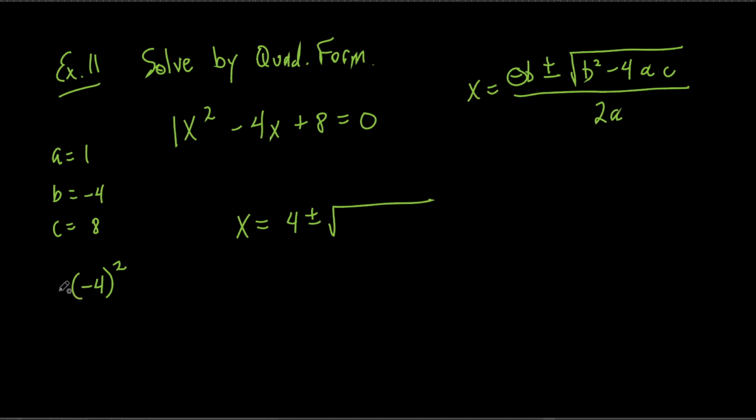Everybody with me? So this is negative 4 times negative 4, which is what? Positive 16. Okay, that's really important. That's a mistake a lot of people make. They'll put negative 16, but it's not. You're squaring a negative, so it's negative times negative. All right, let's keep going.